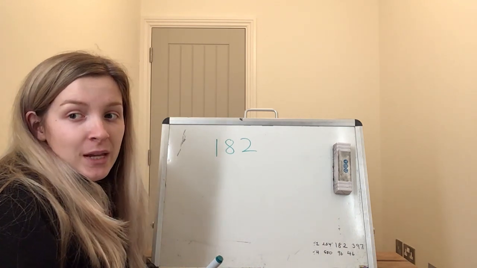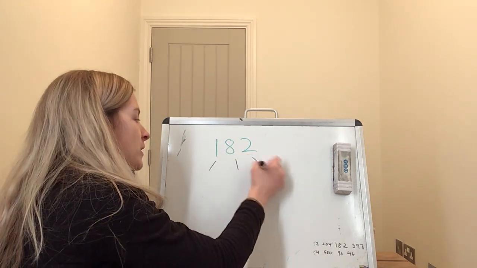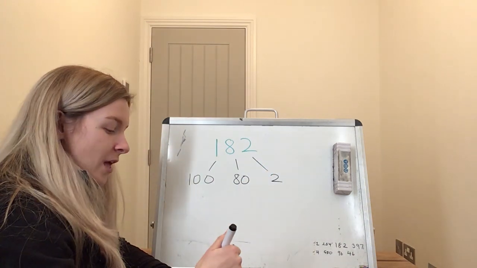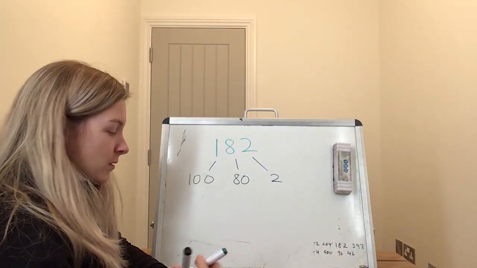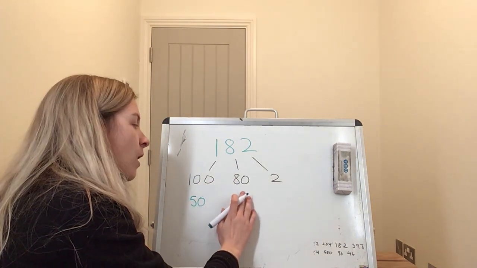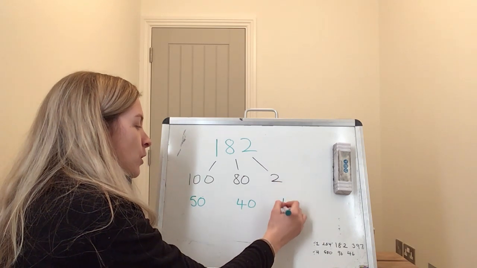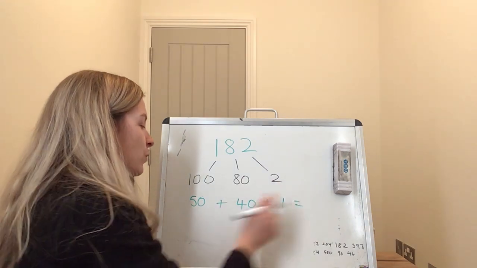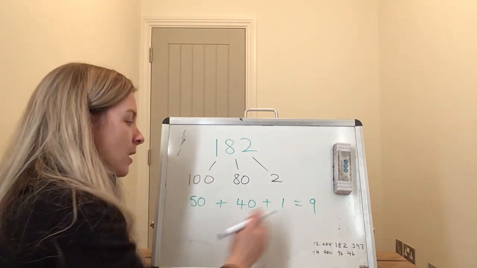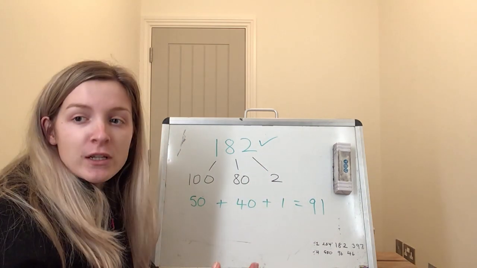Okay, we all set? Right, so the easiest way to do it was to partition into hundreds, tens and ones. Now we can easily half it. So half of 100 is 50. Half of 80 is 40. Half of 2 is 1. Add them all together. 5 tens add 4 tens is 9 tens. Add the 1, 91. It is divisible by 2.